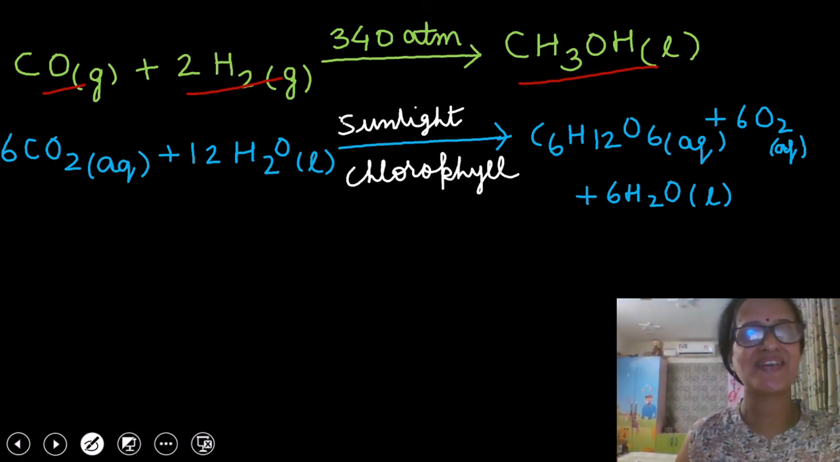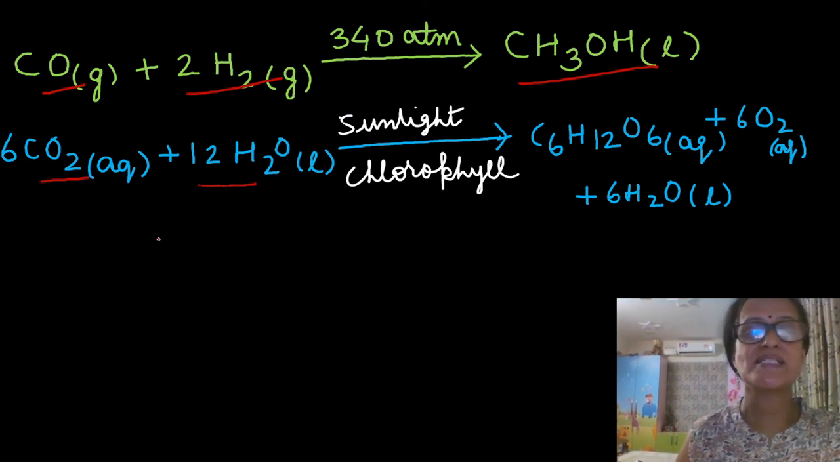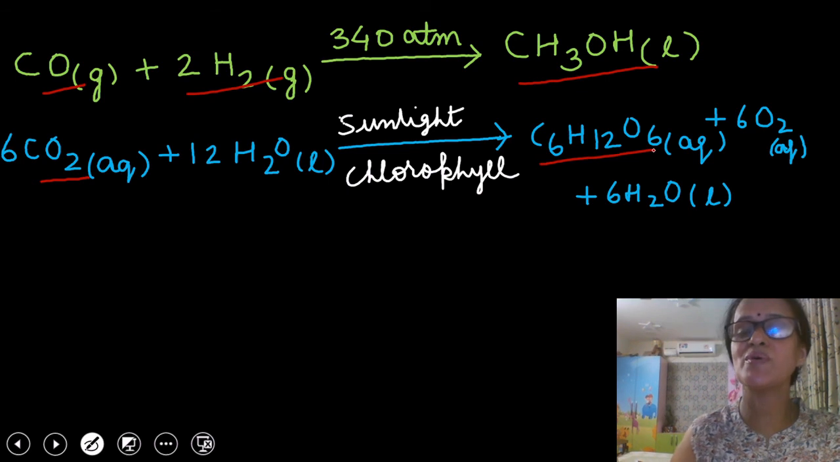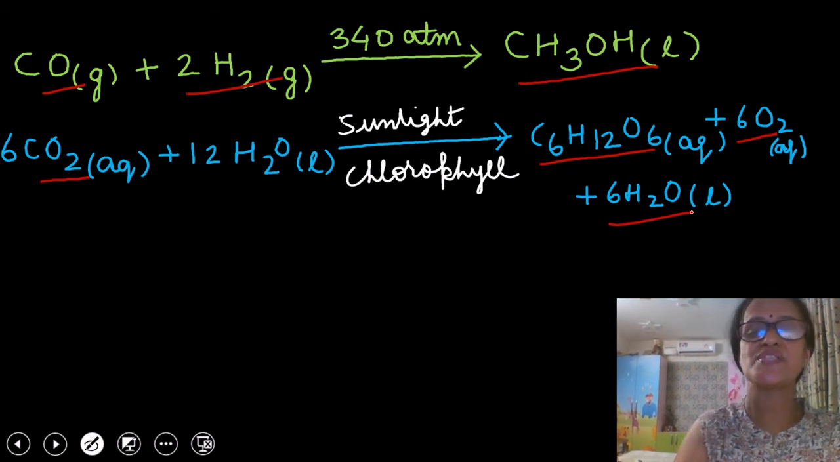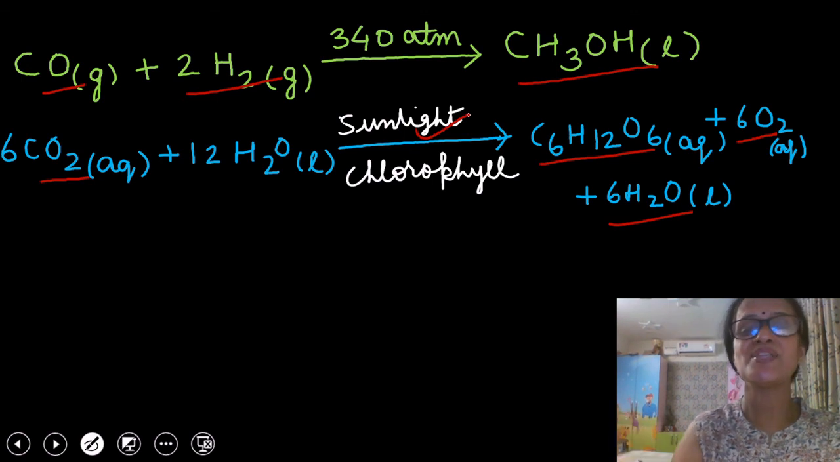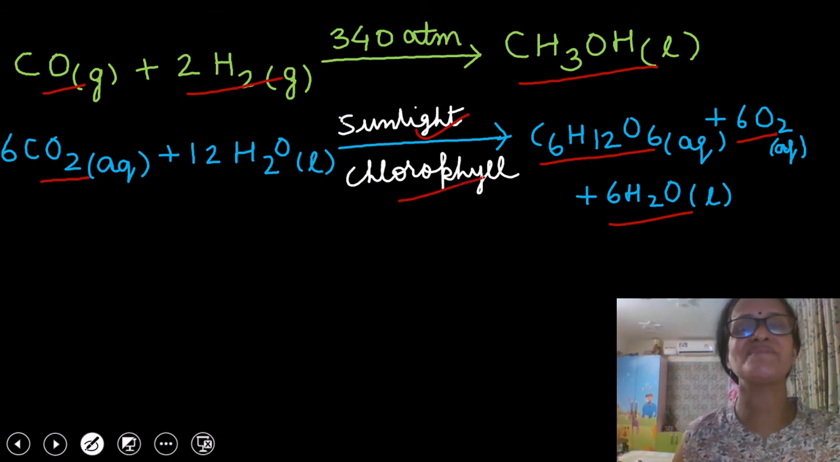So this 340 atm pressure is written above the arrow. Now look at the second reaction. You are well familiar with the second reaction, which takes place during photosynthesis. During photosynthesis, 6 molecules of CO2 reacts with 12 molecules of water to form 1 molecule of glucose, 6 molecules of oxygen and 6 molecules of water. This reaction takes place in the presence of sunlight, which is written above the arrow, and in the presence of chlorophyll, which is written below the arrow. So students, I hope this point is also clear to you.